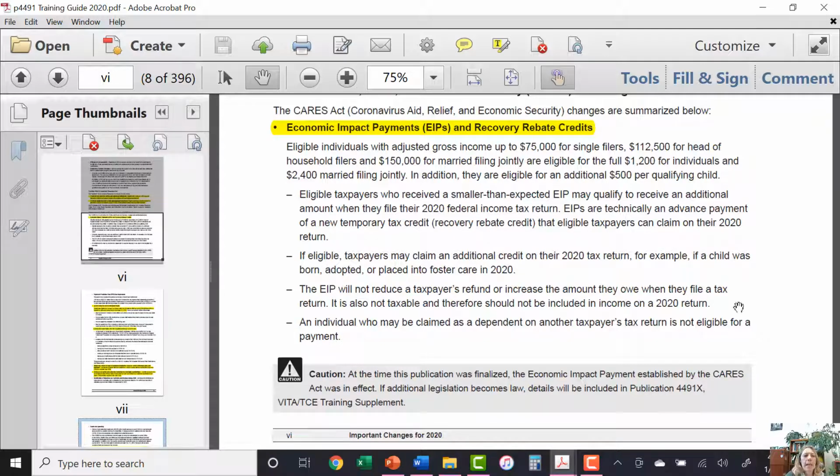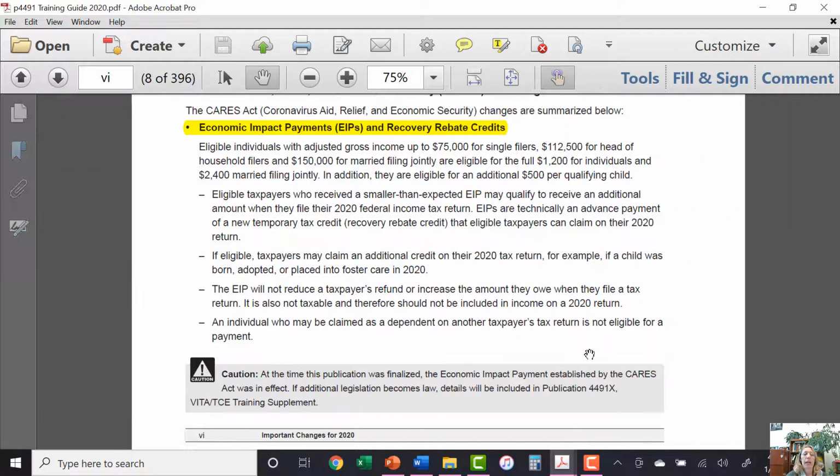Okay, so the economic impact stimulus payments. I'm betting a lot of you who are going through this training have probably received one. The economic impact payments were basically for filers under certain AGI thresholds who were allowed to get either $1,200 per individual, or $2,400 for married filing joint, plus $500 per qualifying child. And this was either put in bank accounts or checks were mailed, whatever it happens to be.